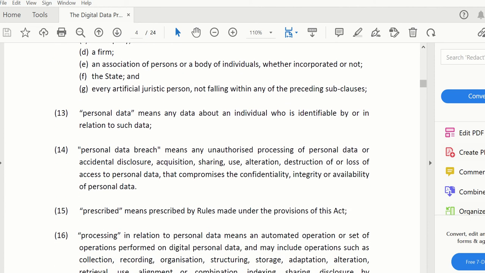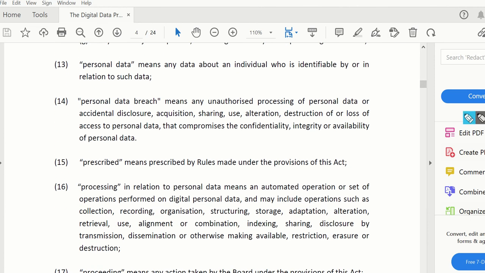Now, personal data breach. What actually is this breach? If your data has been disclosed, this disclosure of the data could be accidental or by sharing, by use, by alteration, by destruction, by acquisition, or by any of these means. If your data has been shared accidentally or someone knowingly shares your data, these things are considered a data breach. Data breach means loss of your data, or disclosure of your personal information without your consent.